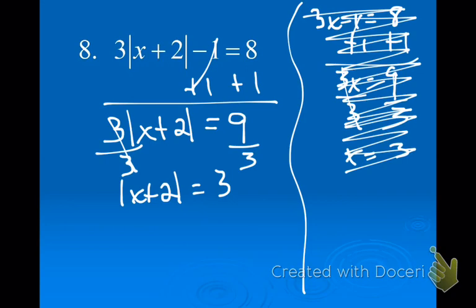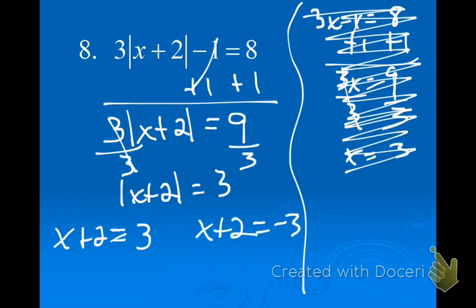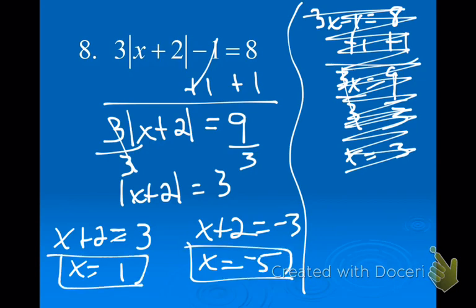Now we're down to: what would you put inside the absolute value bars to make that statement true? Instead of the x plus 2, what could you put inside those absolute value bars to make this statement true? 3 or negative 3. So we're going to split into our two equations. Subtract the 2 and x is going to be 1. Subtract the 2 here and x is going to be negative 5. Those are your two solutions. Okay? Let's try this one.